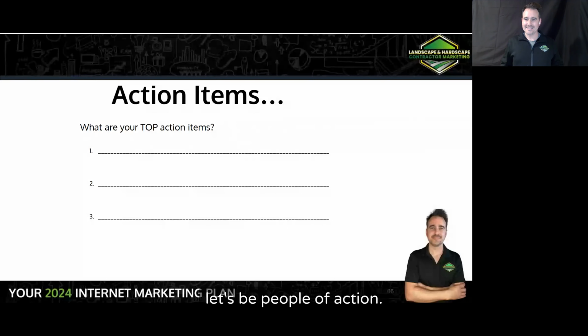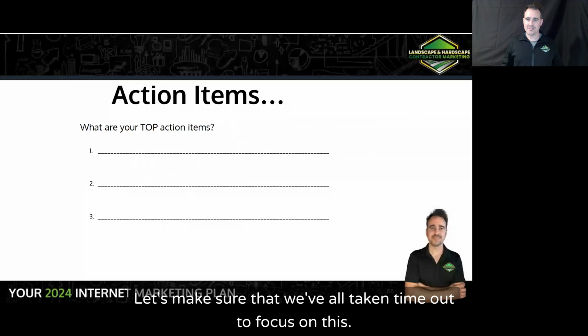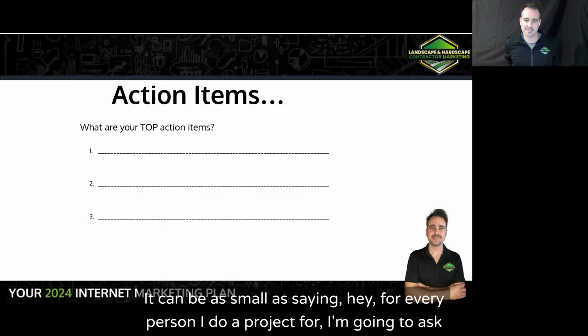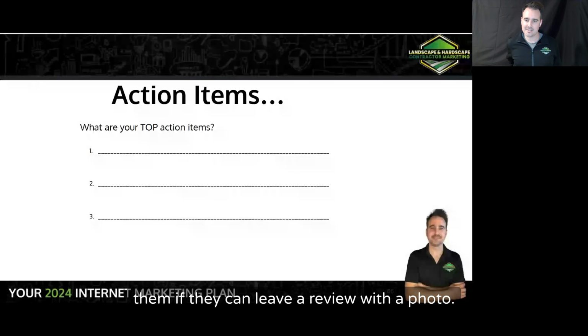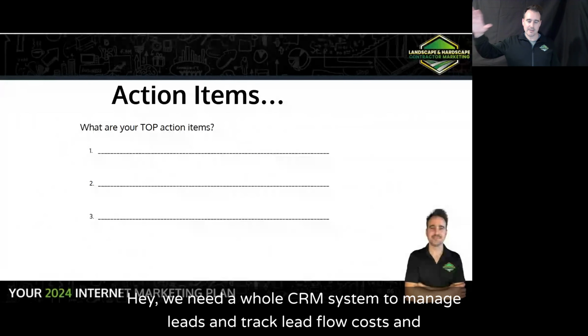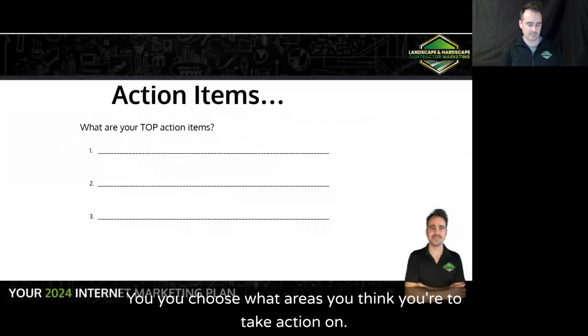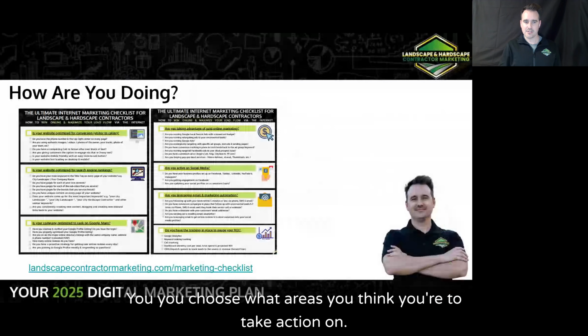But let's be people of action. Let's make sure that we've all taken time out to focus on this. What are your top action items coming out of this? It can be as small as saying, hey, for every person I do a project for, I'm going to ask them if they can leave a review with a photo. That's going to have impact for sure. Through to, hey, we need a whole CRM system to manage leads and track lead flow, costs and everything. You choose what areas you think you're going to take action on.